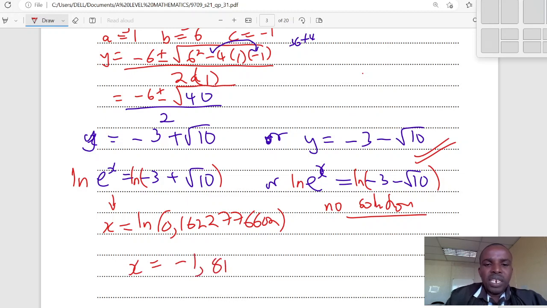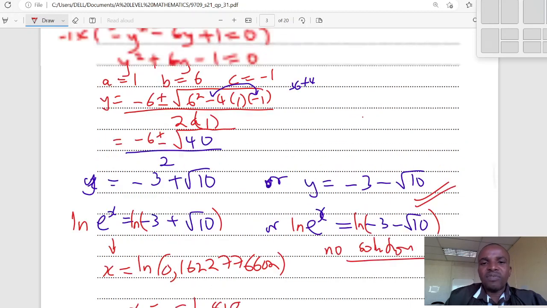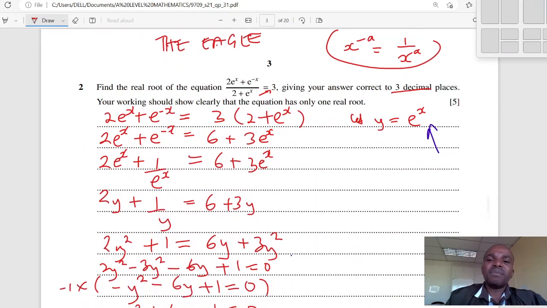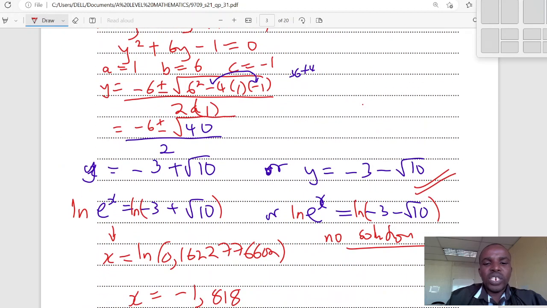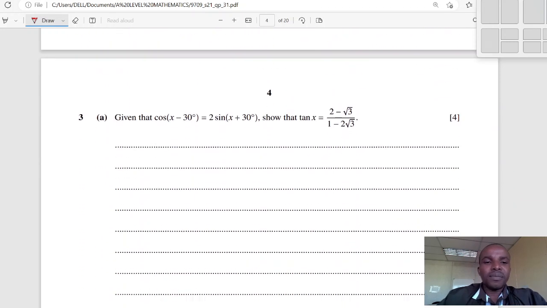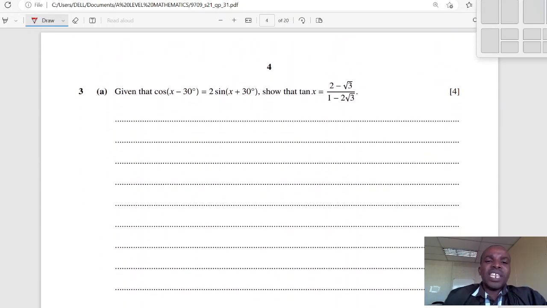So x is equal to negative 1.81. How many decimal places or significant figures? In this case, they said 3 decimal places, right? So this will be the solution to 3 dp. Please take note: ln e to the power of any number x is equal to x. Also, e to the power ln x is equal to x. So these are the two critical identities that you have to understand when it comes to logarithmic functions.